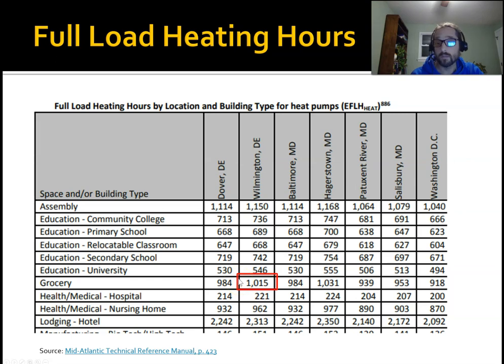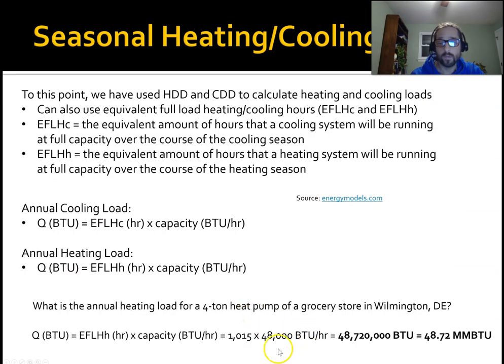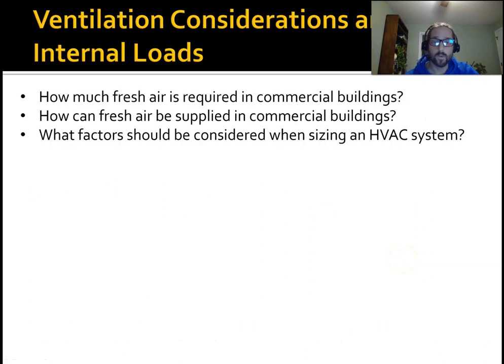Okay, so now we just plug it in. 1,015 times 48,000, and we get 48,720,000, or 48.72 MMBTU. Okay, so that's a way that you can approximate a heating load. You can do the same thing for cooling load, and you'll actually do that in your lab this week. Okay, and that's it for this presentation.